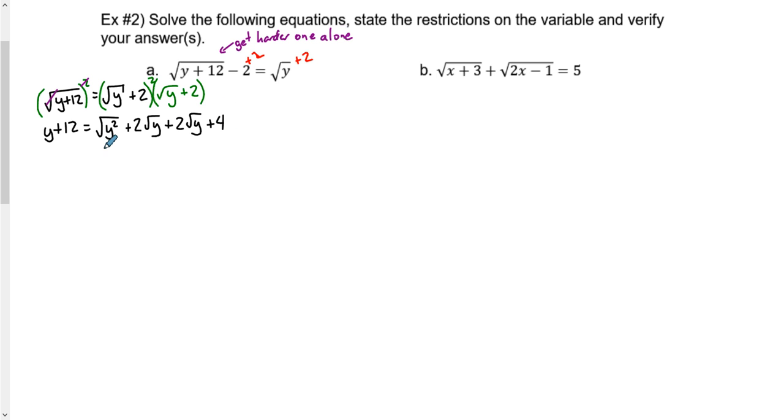A few good things to note. The square root of y squared is just y, because y squared is y times y. Take that group of 2 out, and there's nothing left. Or you can realize that square root and square just cancel each other off. This one, yeah, we're going to have a little more work to do. Sorry, 2 root y add 2 root y is 4 root y's.